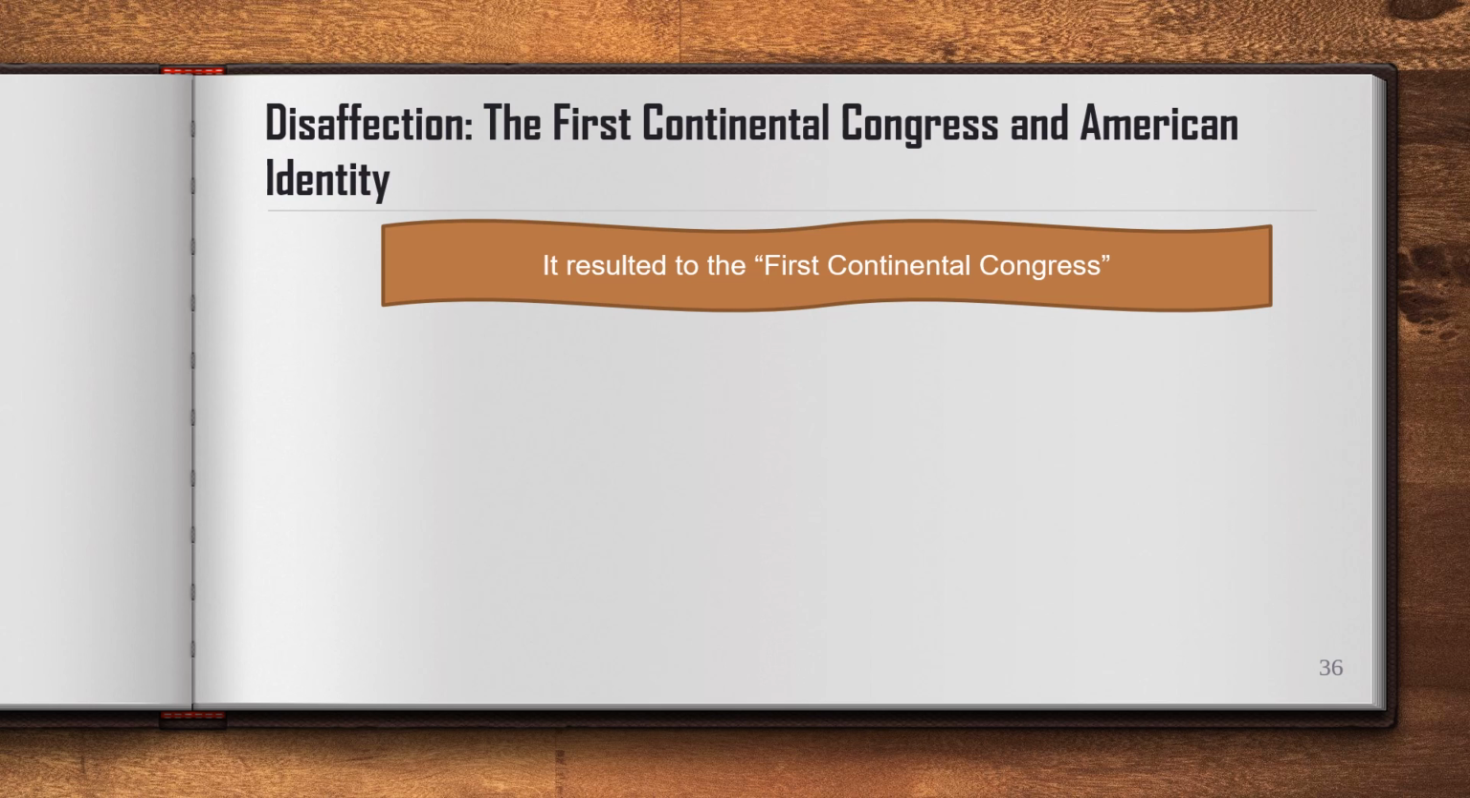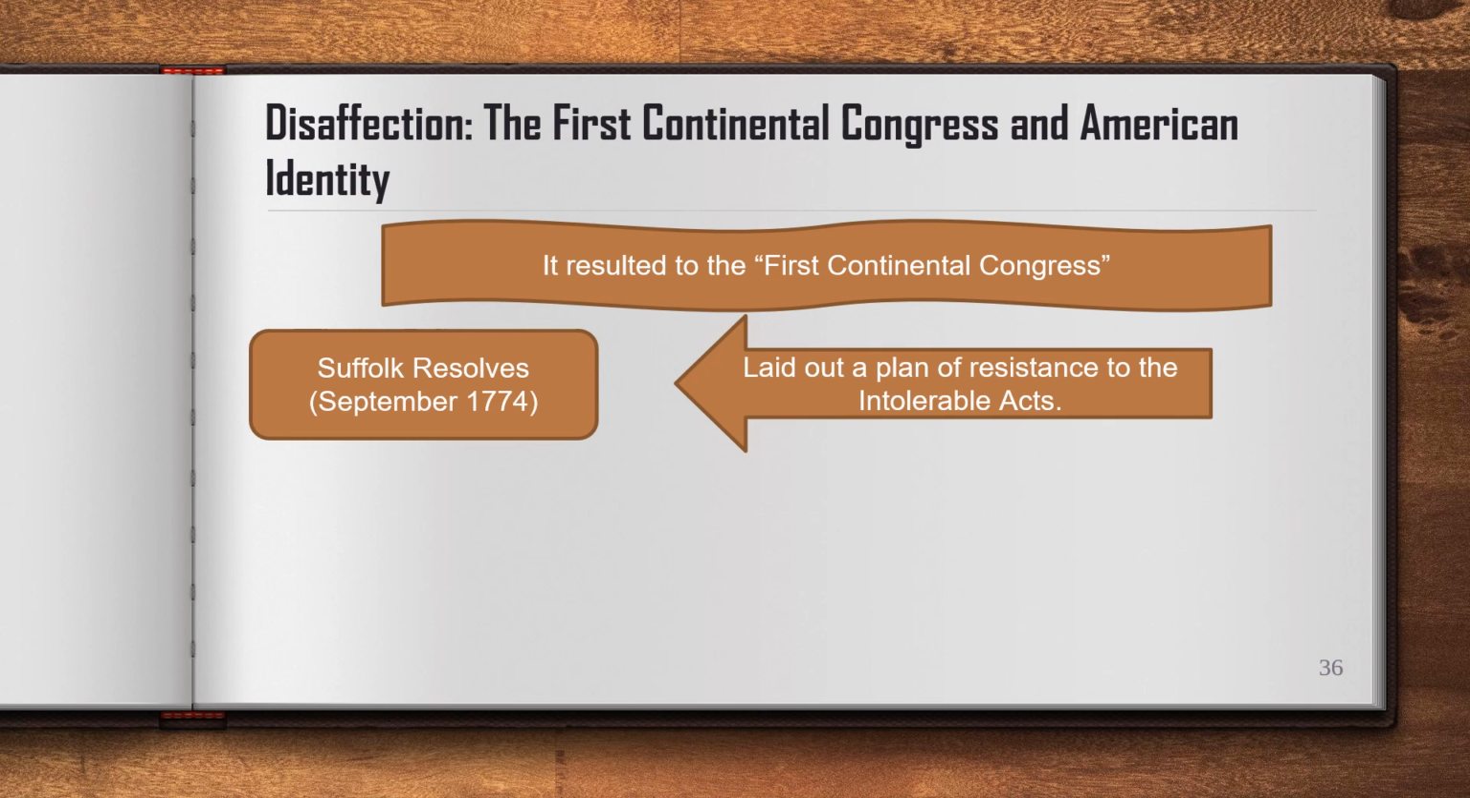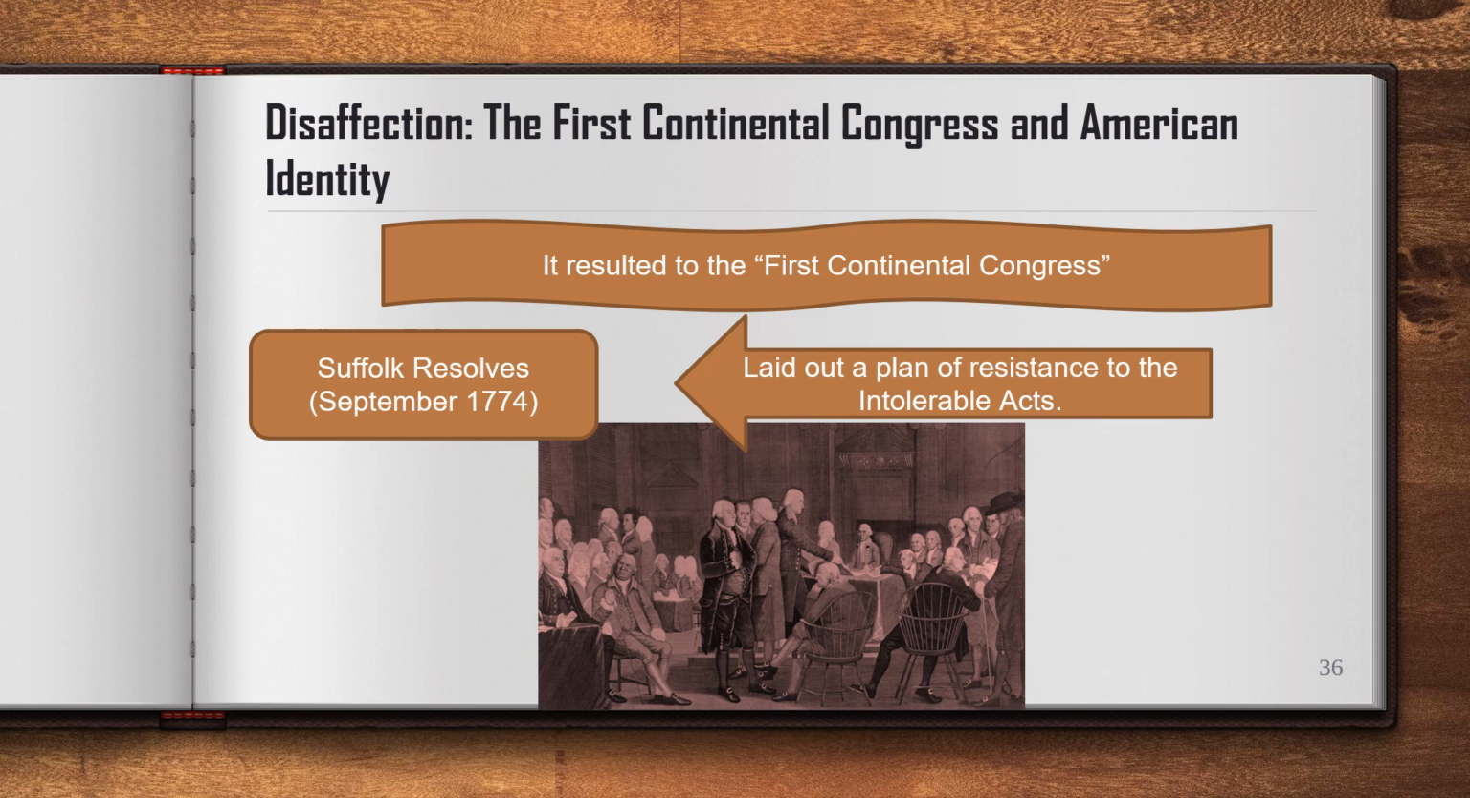So after the passage of the Intolerable Acts, the Sons of Liberty began to spread different views and warnings regarding the effects of the Intolerable Acts on liberty. So the Suffolk Resolves was passed in September 1774, which laid out a plan of resistance to the Intolerable Acts. So the First Continental Congress was made up of 12 representatives of the 13 American colonies.